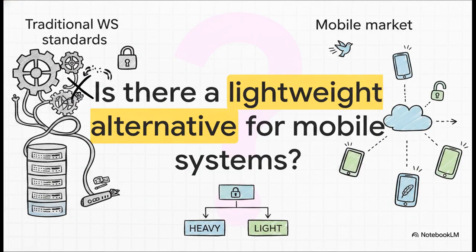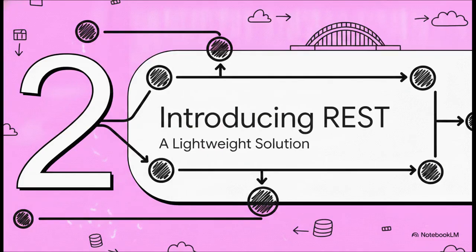And that brings us to a very natural question, doesn't it? With the mobile market absolutely exploding, if traditional WS standards are too heavy and inefficient, is there a lightweight alternative out there? How on earth can we allow systems to communicate without dealing with all that immense processing overhead? Which leads us perfectly into Section 2, introducing REST, our lightweight solution.